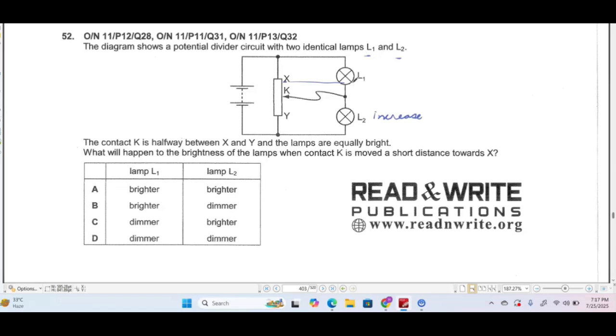So what happens is that the lamp L1 is going to be dimmer, because the voltage has decreased in it and the voltage has increased in the other lamp. L2, because the voltage for L2 has increased, is going to be brighter, because a potential divider circuit is always in series. So in series, voltages are not the same. They depend upon the resistance. So L2 is going to get brighter and this is going to get dimmer. So C is the only option that gives us this.